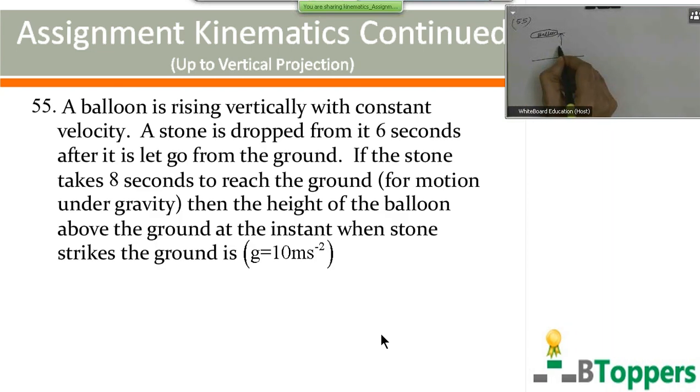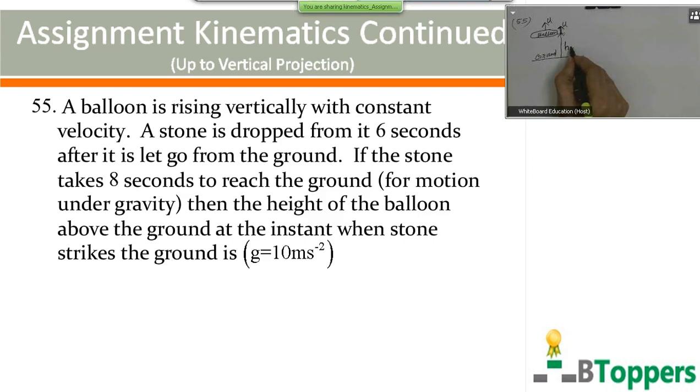Let h denote the height of the balloon above the ground at the instant when the stone is dropped from it. The initial velocity of the stone for motion under the influence of gravity is the same as the velocity of the balloon at that instant, which is directed upwards. The balloon rises to the height h in the first 6 seconds during the upward motion before the stone was dropped.